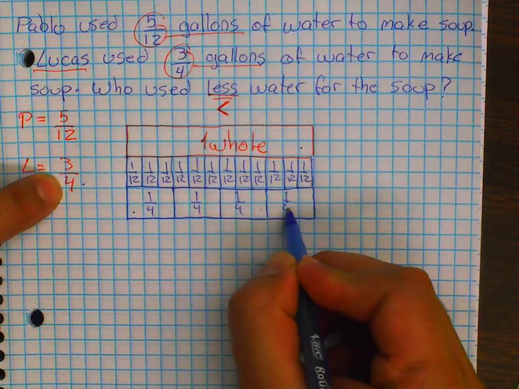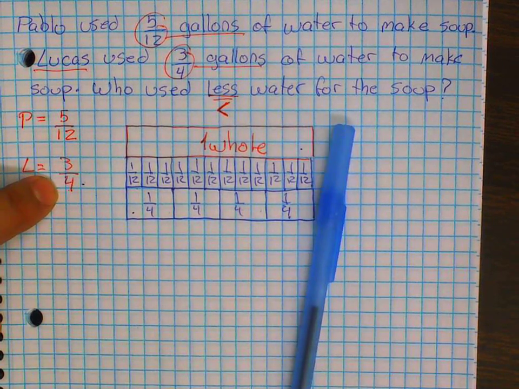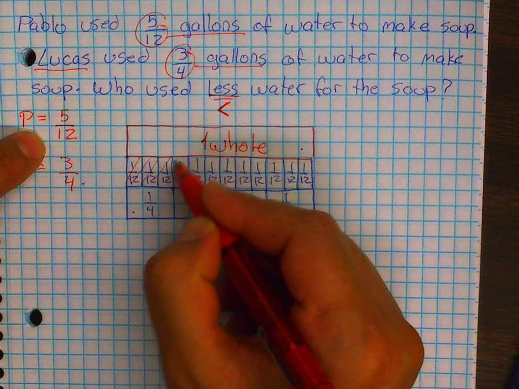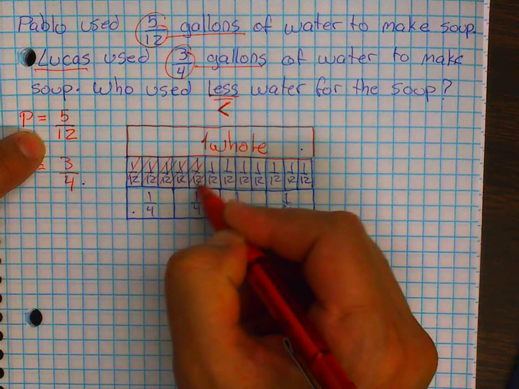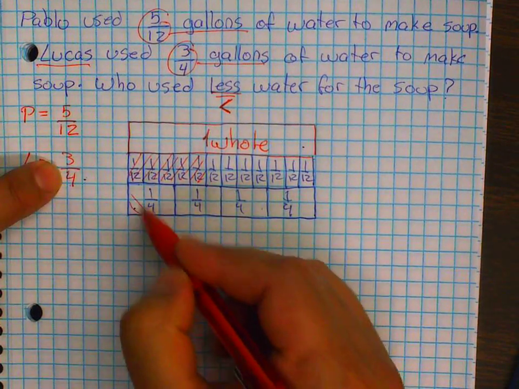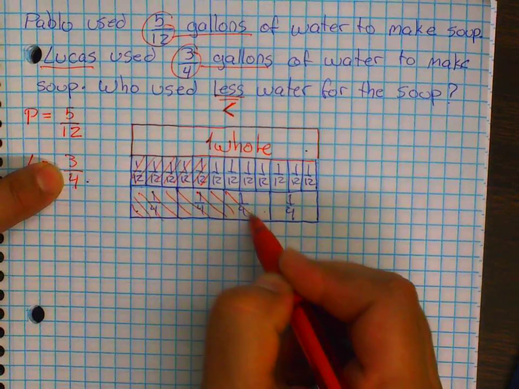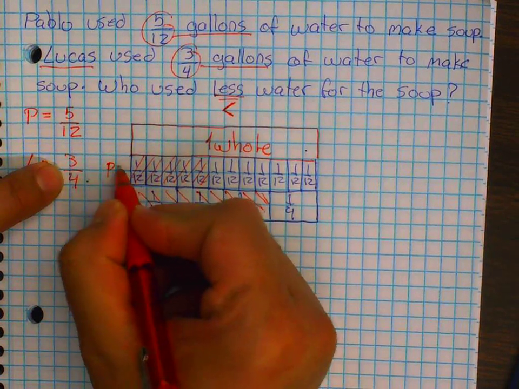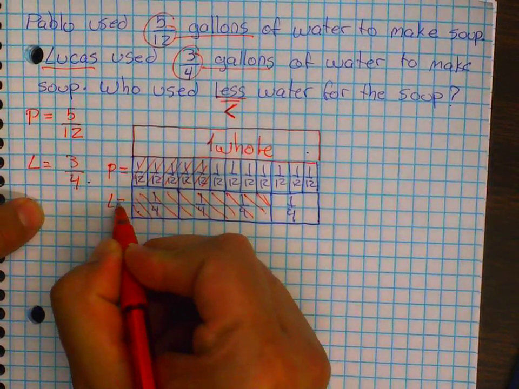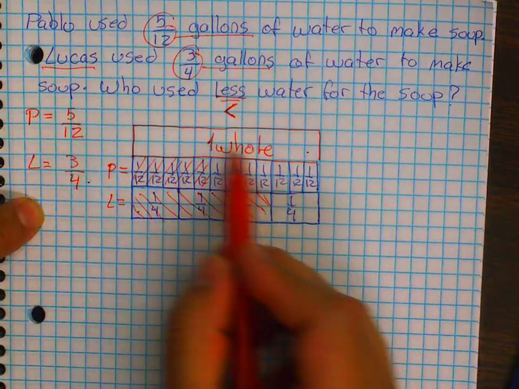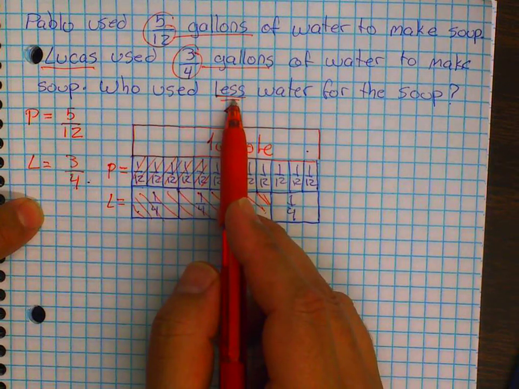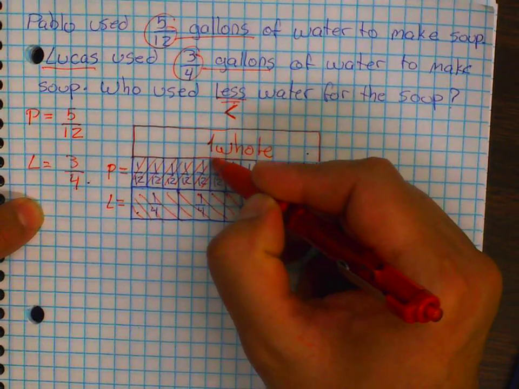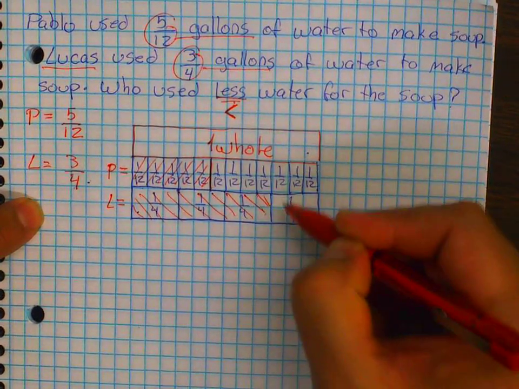So now I'm going to shade. I need 5/12. 1, 2, 3, 4, 5 twelfths. And I need 3/4. 1, 2, 3. This is Pablo. This is Lucas. With my model, I can see who used less water. Who used less water based on my model? Pablo's here, Lucas here. Pablo did less.